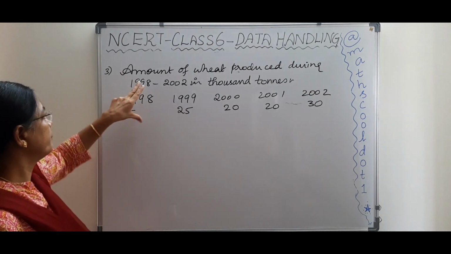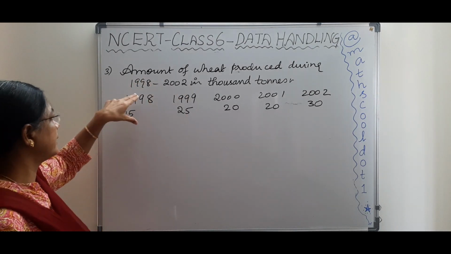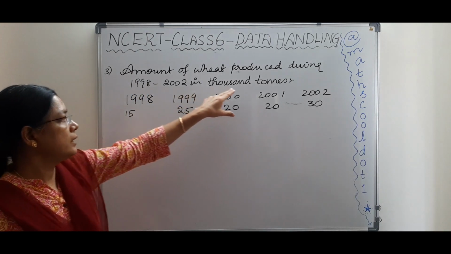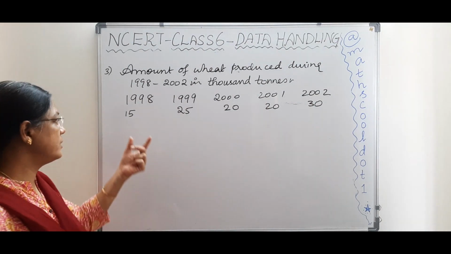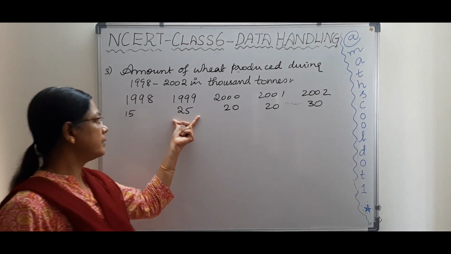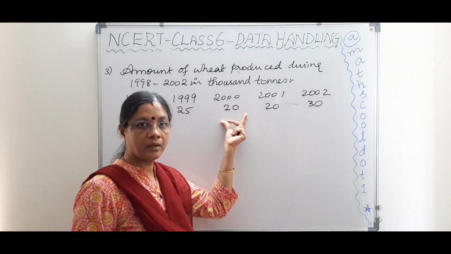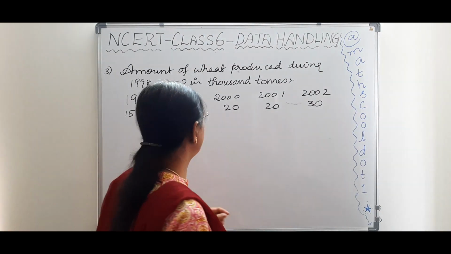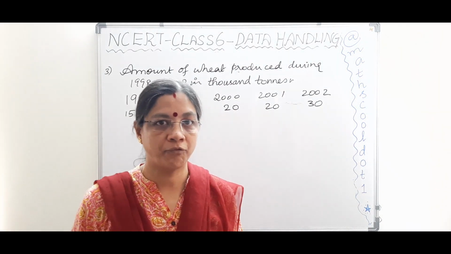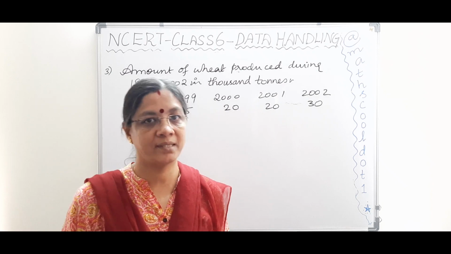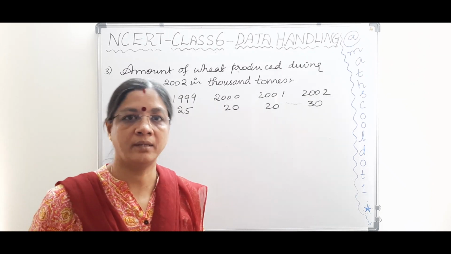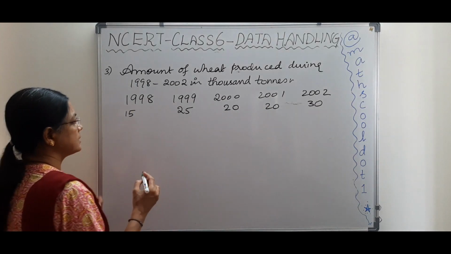The question about bar graph is the amount of wheat produced between 1998 and 2002 in 1000 tons. So this is given in 1000 tons. That is, in 1998 the production was 15,000 tons, in 1999 it is 25,000 tons, and so on. They have given you 5 years, and we have to construct the bar graph first, because we have to arrange and present it in a neat way, so that we'll be able to understand the information behind the data. So we need to construct it now.